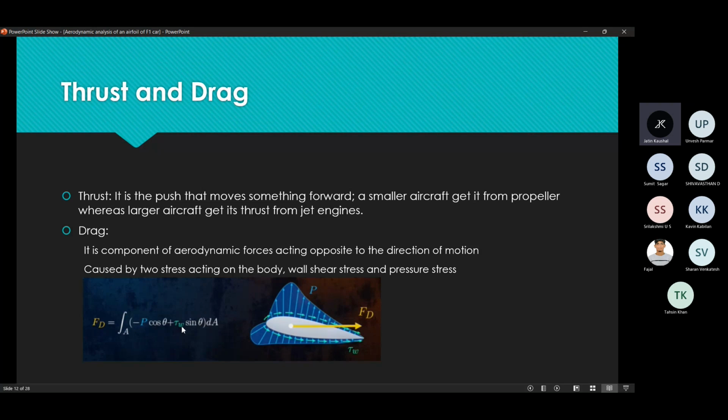Like we understood in the lift force, the angle theta is defined similarly here. It is the integral of minus p cos theta plus tau w sin theta over a differential area. When we integrate, we get the total drag force. But similar to lift, these p and tau w terms vary. They are unknown and cannot be calculated for a large body.